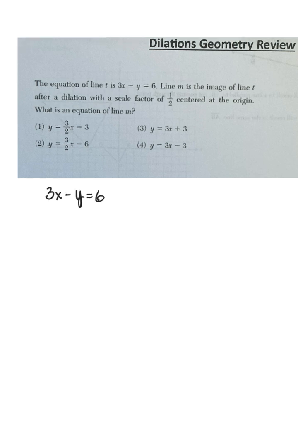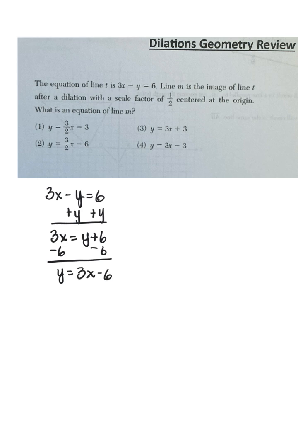And I'm going to get this line in y equals mx plus b form. So I'm going to try to get the y by itself. So I'm going to add the y over. And then that's going to give me 3x equals y plus 6. And now I want to bring the 6 over because I'm trying to get that y by itself, okay? So that gives me y equals 3x minus 6. Now keep in mind that this line right here is really this line right here. I just changed the look of it and put it in y equals mx plus b form. There's a reason why I do that.